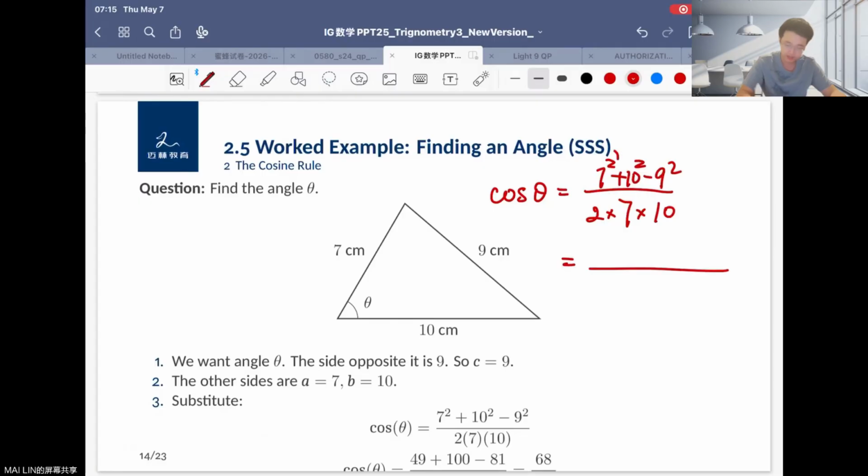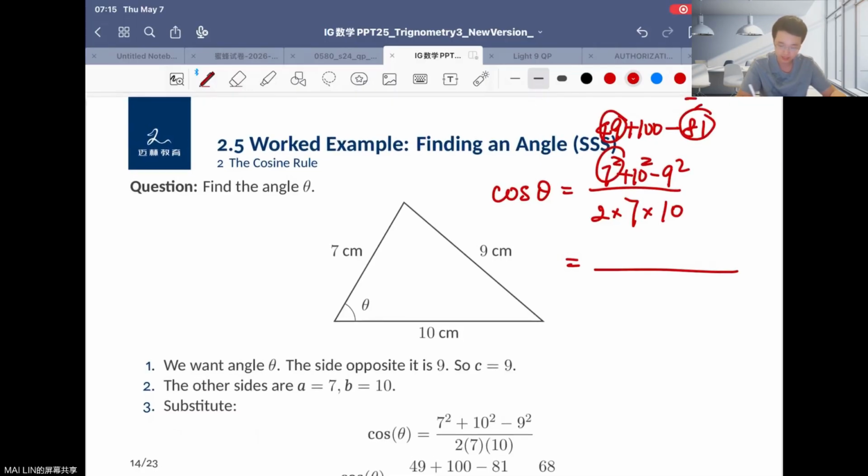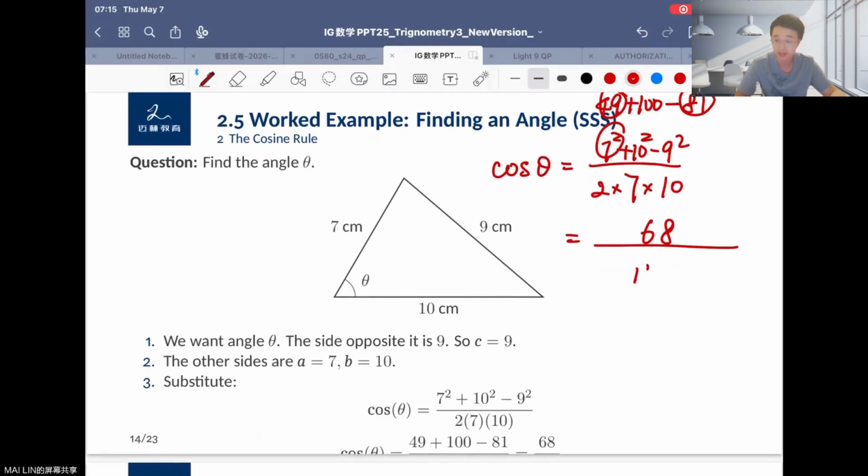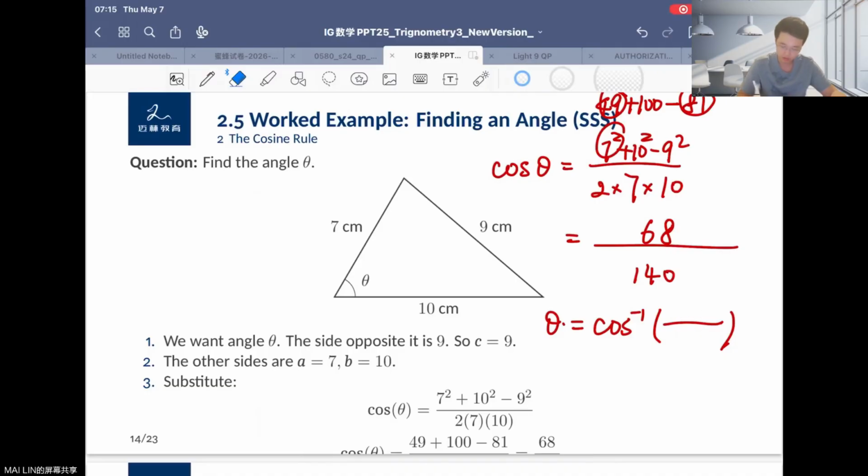So 7 squared equals 49, and 10 squared equals 100, minus 9 squared which is 81. This way you can calculate that as 68 over 2 times 7 times 10, that is 140, right? So theta equals the inverse cosine of 34 over 70, and you also divide by 2, so that is 17 over 35. That is for these rules. Then you can use the calculator to calculate theta's exact value.